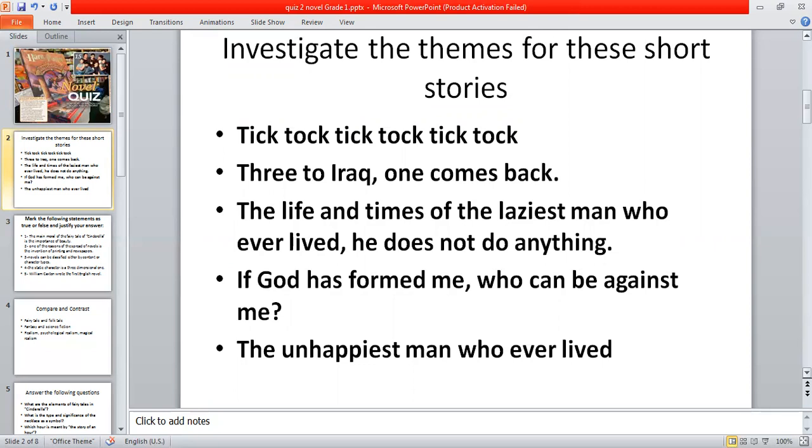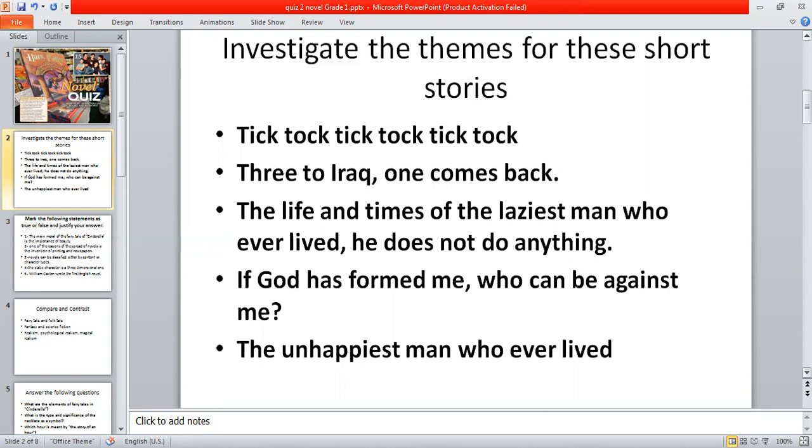The second one, 3 to Iraq, 1 comes back. What are the themes you can detect from this short story? The third short story, the life and the times of the laziest man who ever lived. He doesn't do anything. What are the themes of this short story? If God has formed me, who can be against me? What are the themes of this short story?